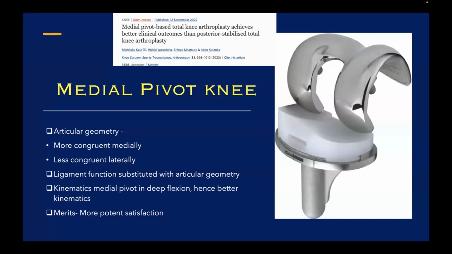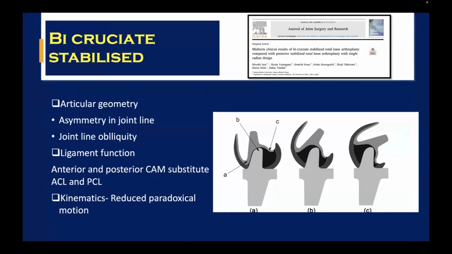The kinematics are better because there is medial pivot in deep flexion, and studies show that it has better patient satisfaction. Bicruciate stability is not commonly available; it is commonly done in Japan. There is symmetry in joint line obliquity. The design can substitute for the ACL and PCL. So kinematically, this has reduced paradoxical motion.